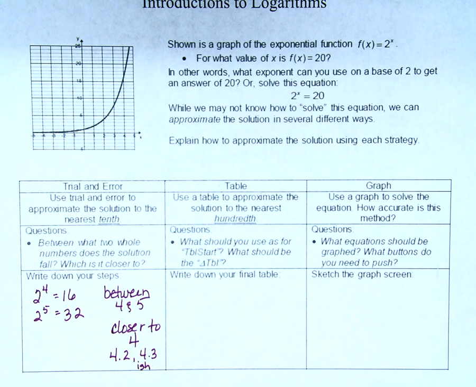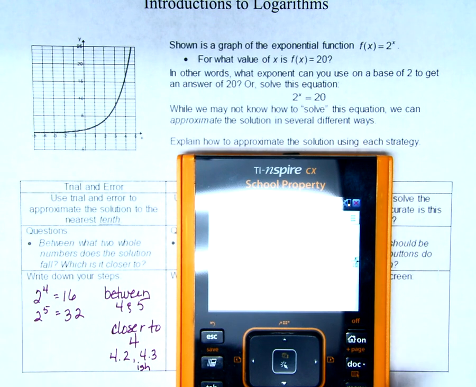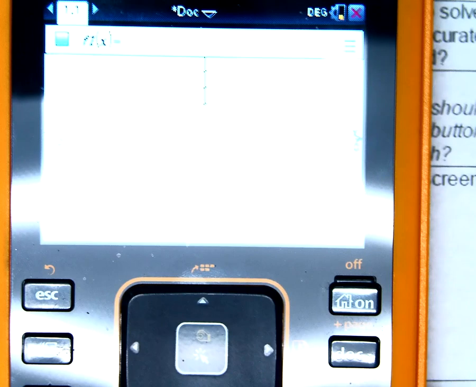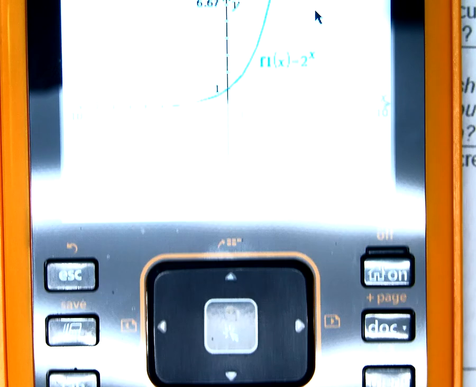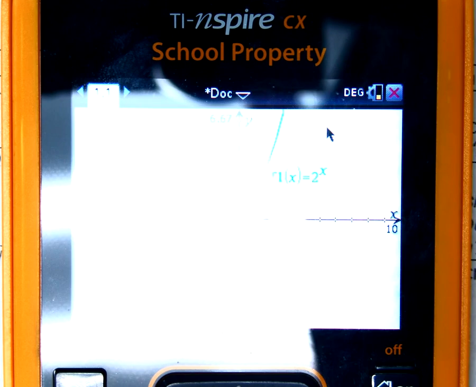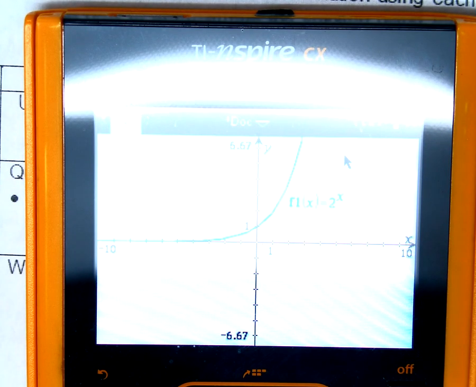Well, what if we could use the table on our calculator? Wouldn't that help a little bit? Maybe even give us the exact answer, right? So on my calculator, I need to create a new document that is a graph. And I want to put in 2 raised to the x power. Some days it shows up really nice, and some days it's super weird. Looks like today's going to be super weird. That's close, right? You can see that okay? So to go to the table, I go Control T, right?